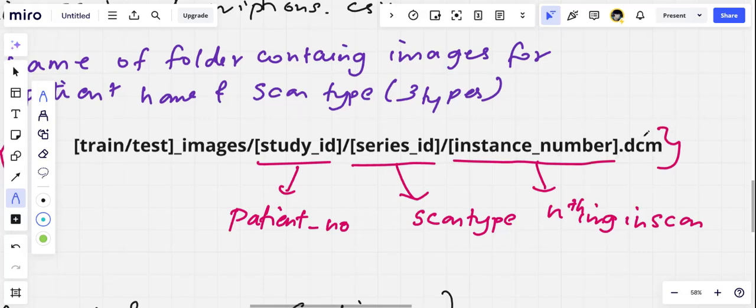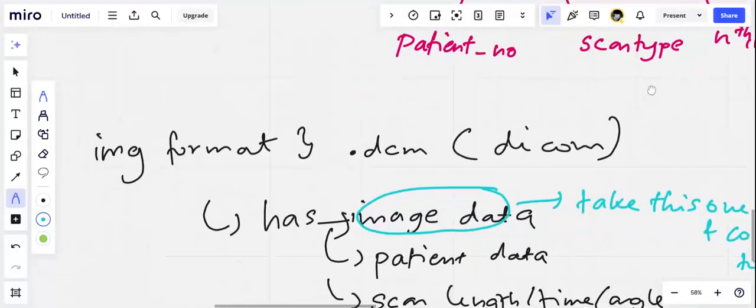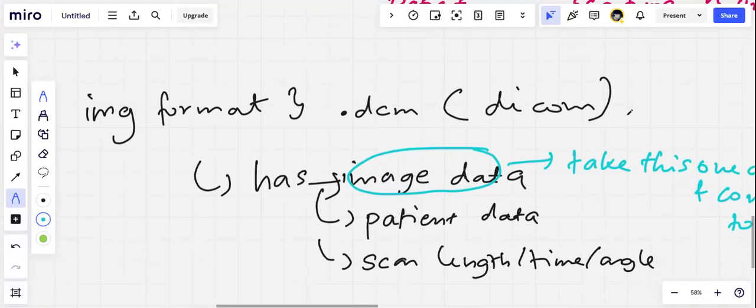As you can see, the images are present in .dcm format. .dcm is a medical imaging format known as DICOM. In this DICOM format, there is not only the image data but also the patient data, the scan type, T1 or T2, which portion of the patient was scanned, the X, Y, and Z values, which angle the instrument was at, what time the scan was taken, and other settings. So for now, we'll take the image data alone for training the model. In the future, if needed, we can take the position of the image and other information too.